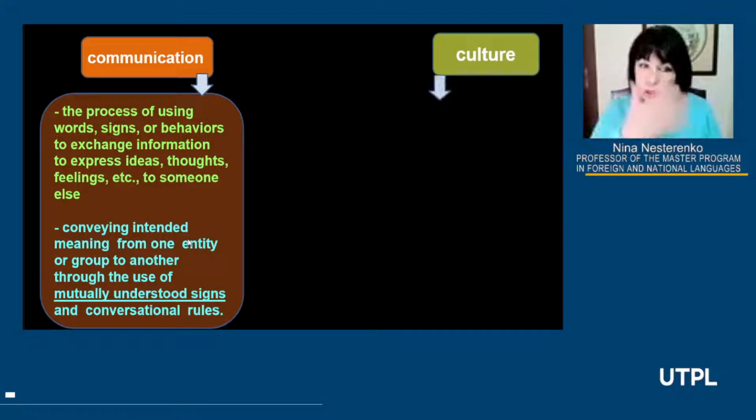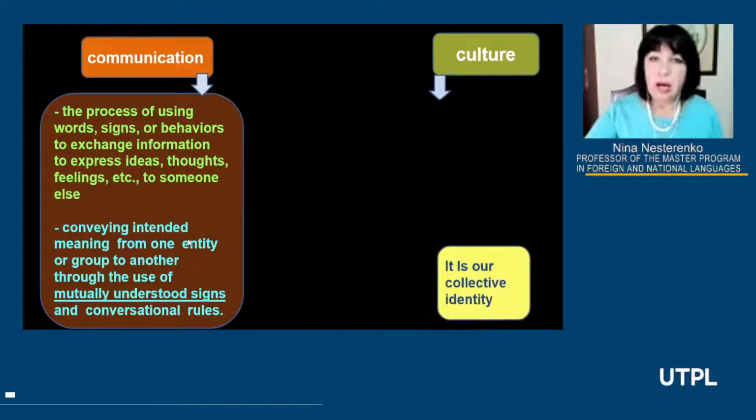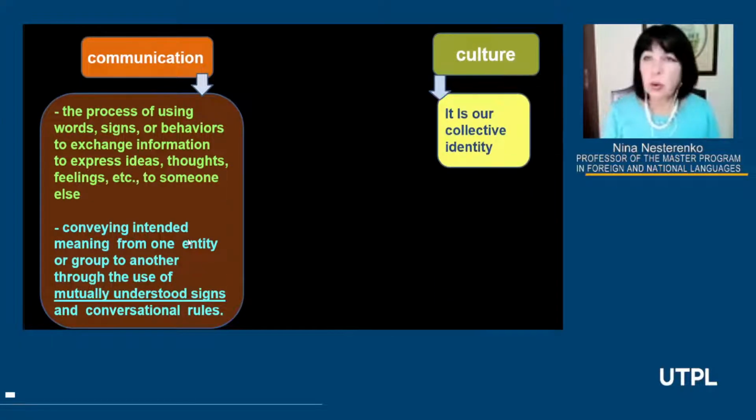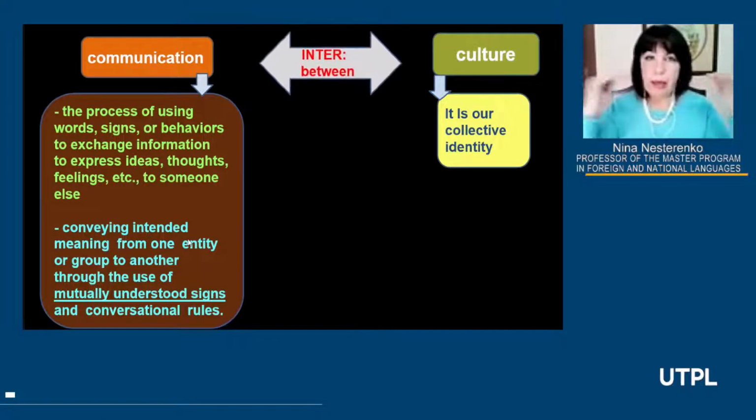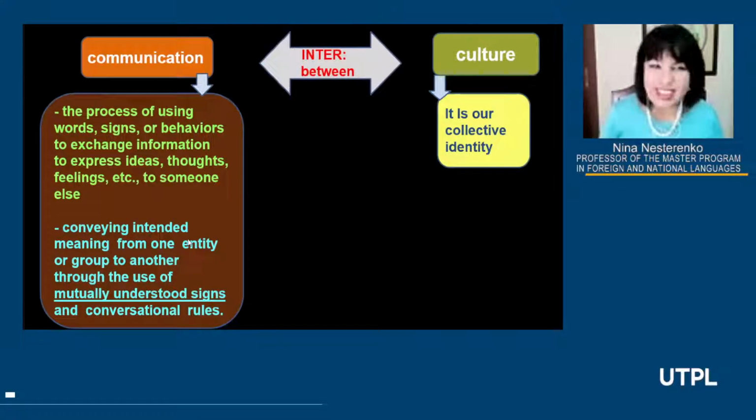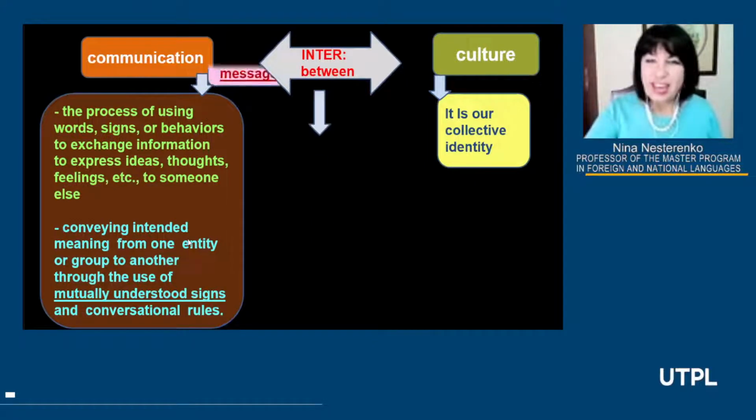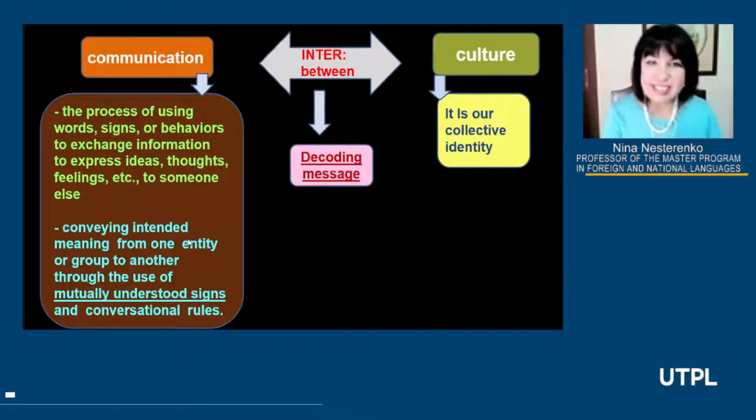And culture, as you could see from my beginning slides, with pictures of architecture, physical appearance, and so on, we can conclude that culture is our collective identity, how we identify ourselves as part of this culture and not another. So when we have communication with someone from another culture, we have intercultural communication. And this is exactly when we may find difficulties decoding messages, understanding correctly what another person says.